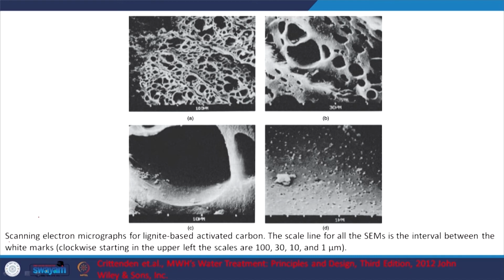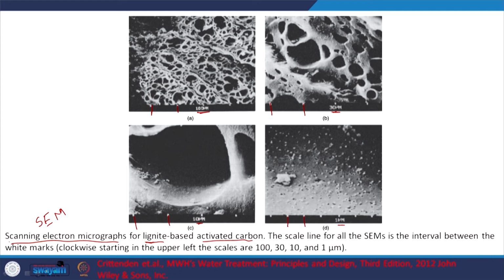And how are we doing that? We are doing it with scanning electron microscopy or micrographs. Scanning electron micrographs for lignite based activated carbon. So, here we have 100 micron, 30 micron, 10 micron and 1 micron scales. This is 100 micron, this is 30 micron, this is 10. So, progressive magnification.